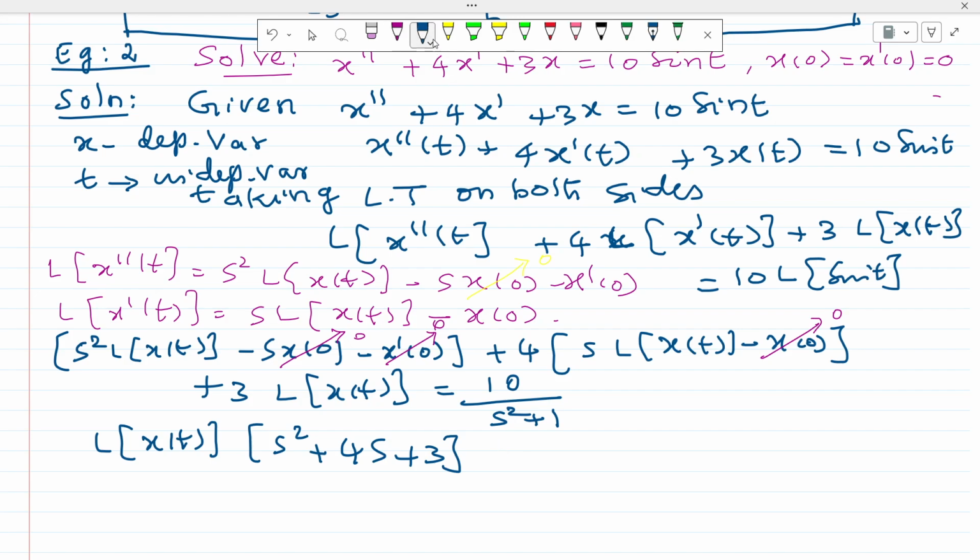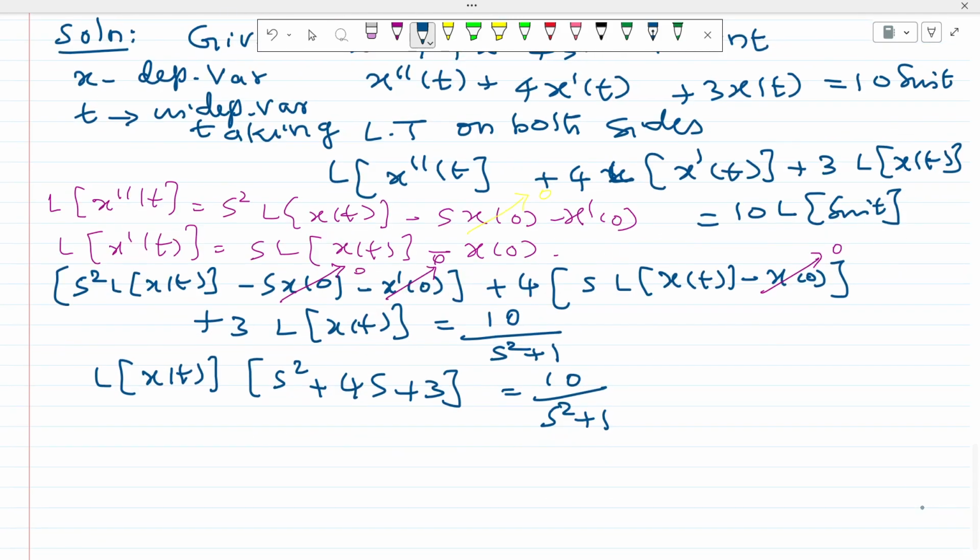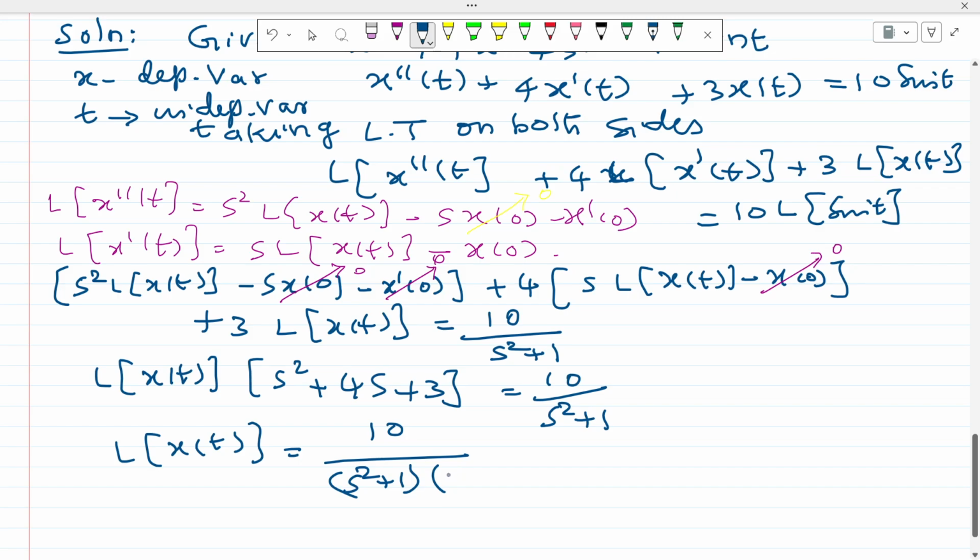That is equal to 10 divided by s square plus 1, because the three terms are 0. Now, s square plus 4s plus 3 can be written as s plus 1 into s plus 3. So what is L of x of t here? Taking s square plus 4s plus 3 to that side, we get 10 divided by s square plus 1 into s plus 1 into s plus 3.